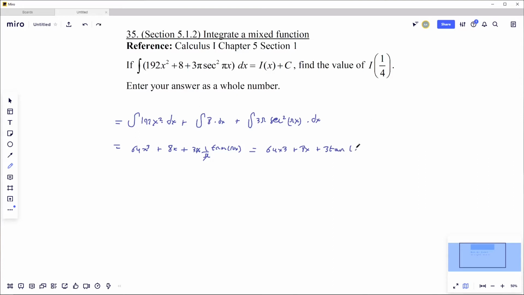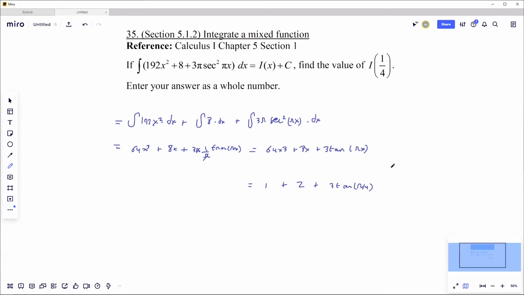3 pi x. And then just substitute 1 over 4, so for this one you get 1 over 4 cubed. You get 4 times 4, so 16, I think. So 64 over 4 cubed, you get 1, actually, yeah, 1. Plus 1 over 4, you get here 2, plus 3 tan of pi over 4. Pi over 4 is 45.